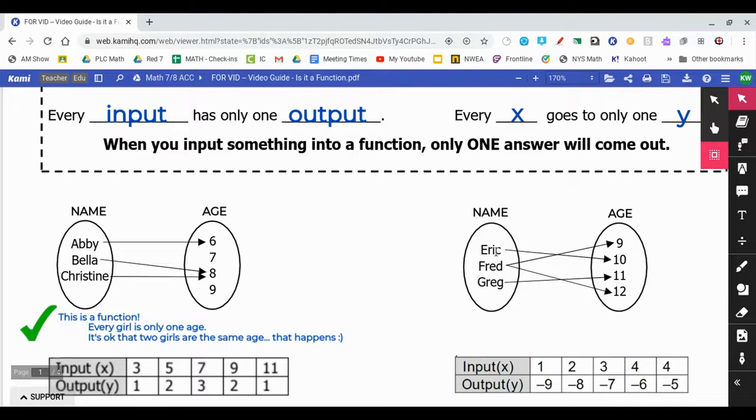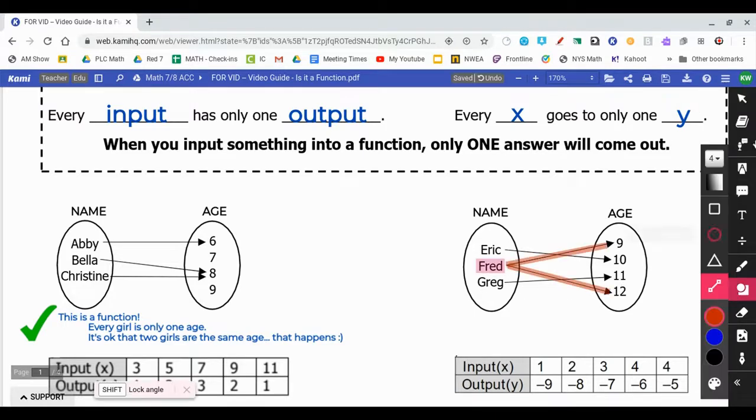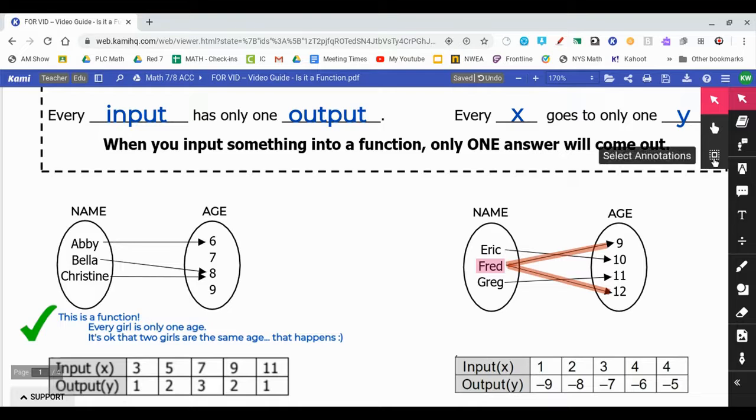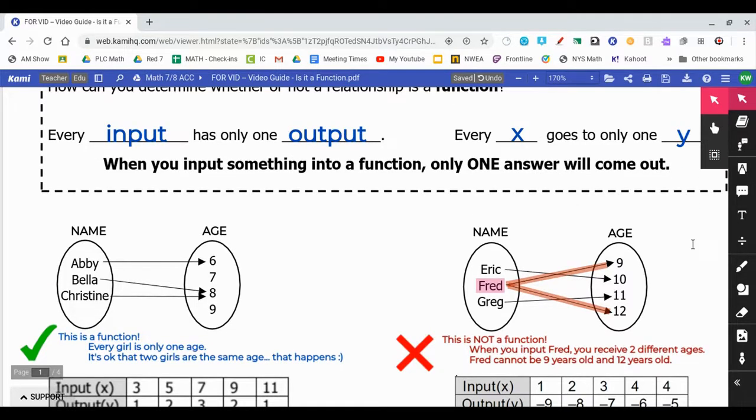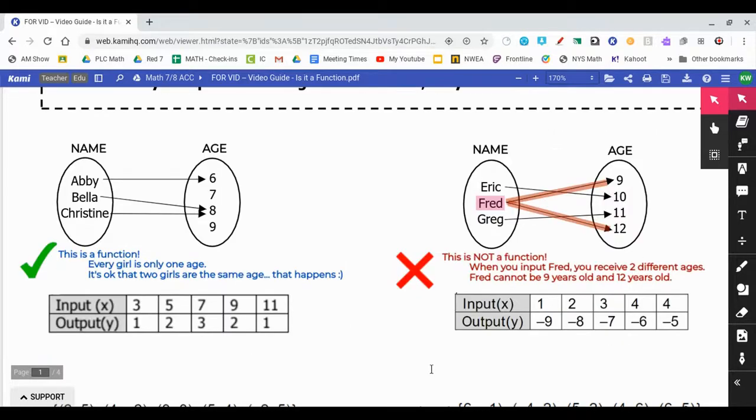It's still a function. This next example says Eric is 10, Fred is 9, Fred is 12, and Greg is 11. Did you catch what was weird about Fred? When I input Fred, I got 2 different ages. This is not a function. When you input Fred, you find out that he's both 9 years old and 12 years old. But every input should only go to one output. Every name should only go to one age.